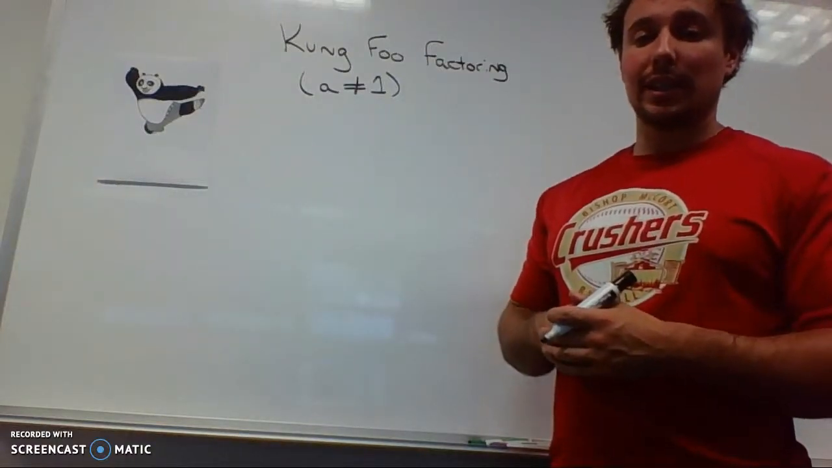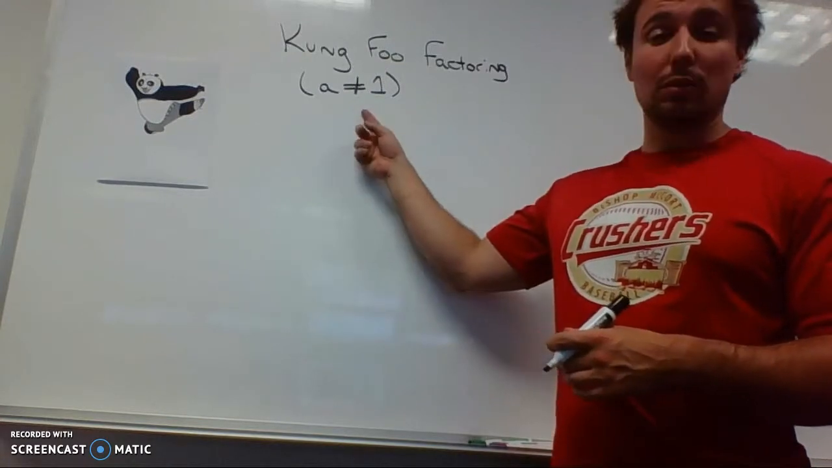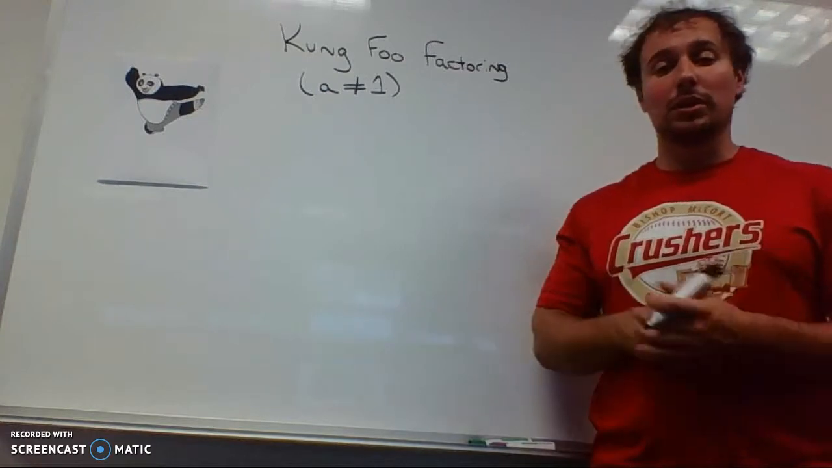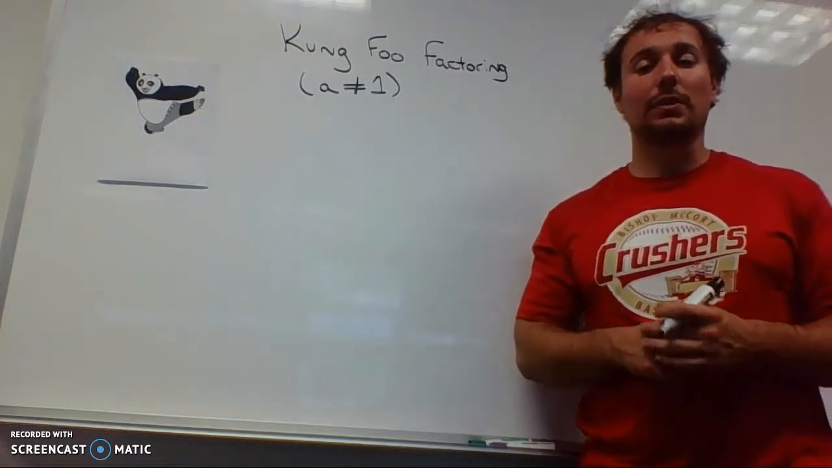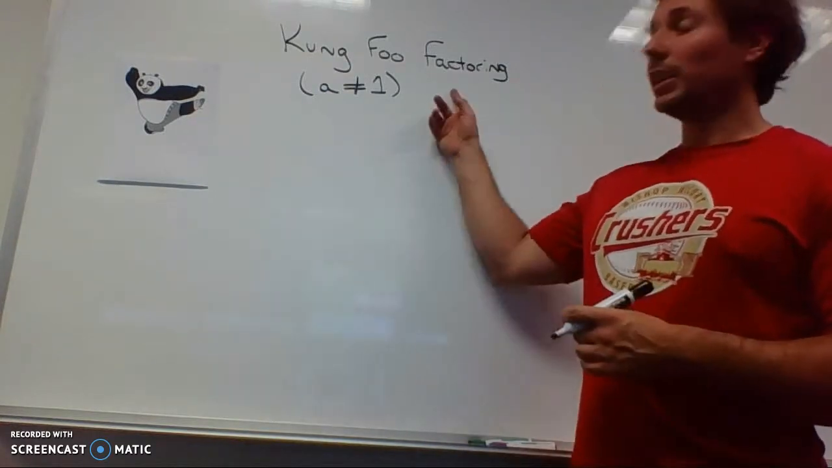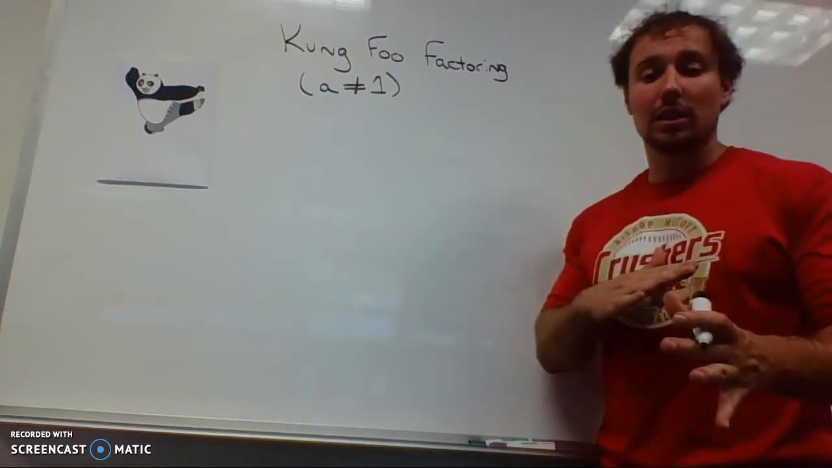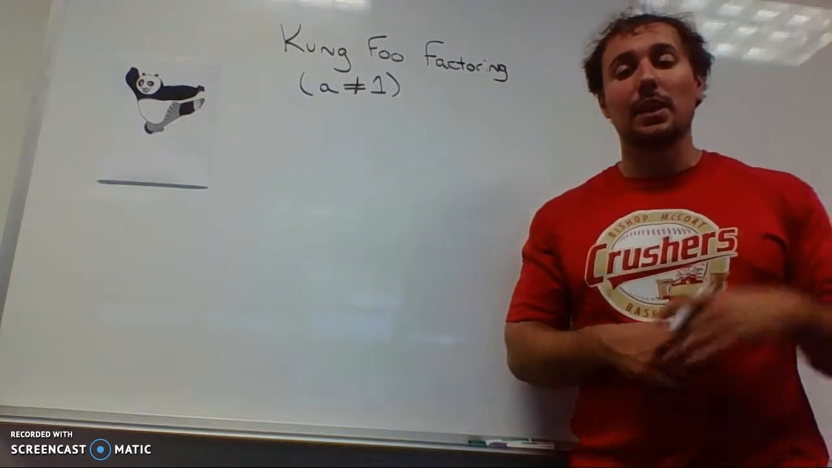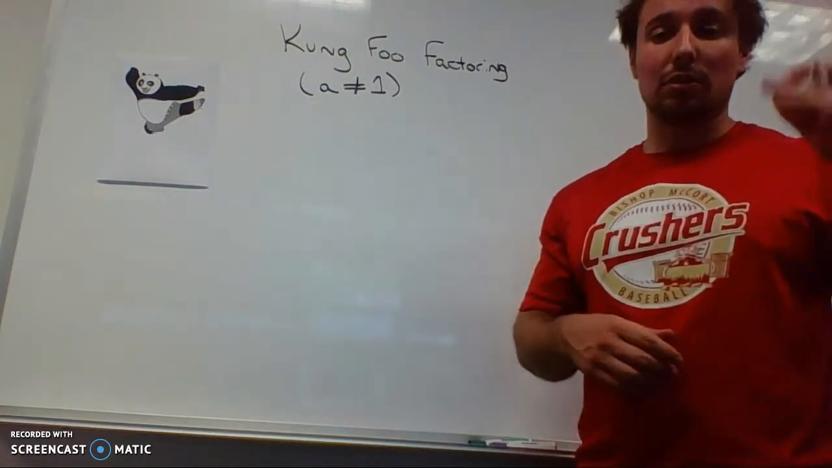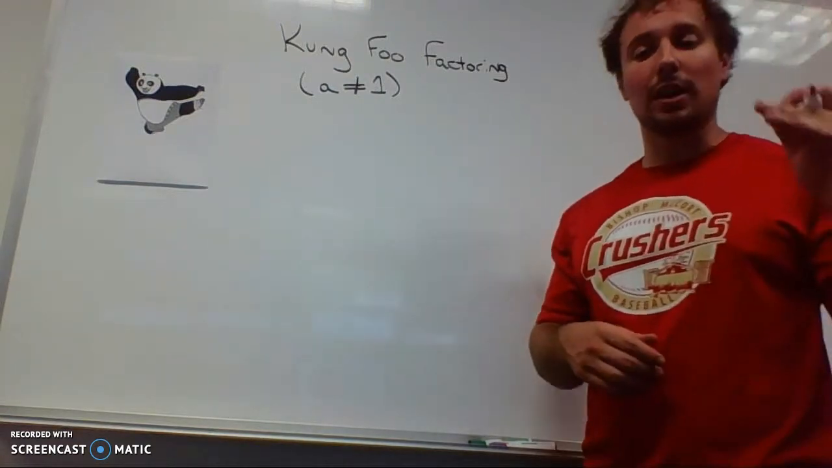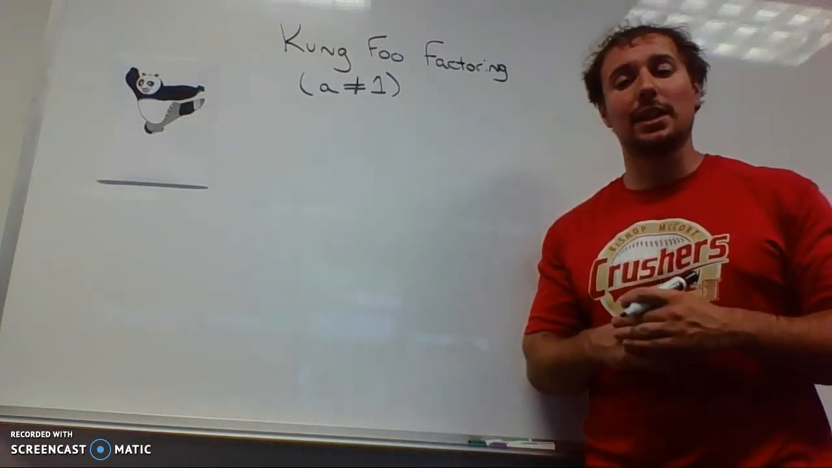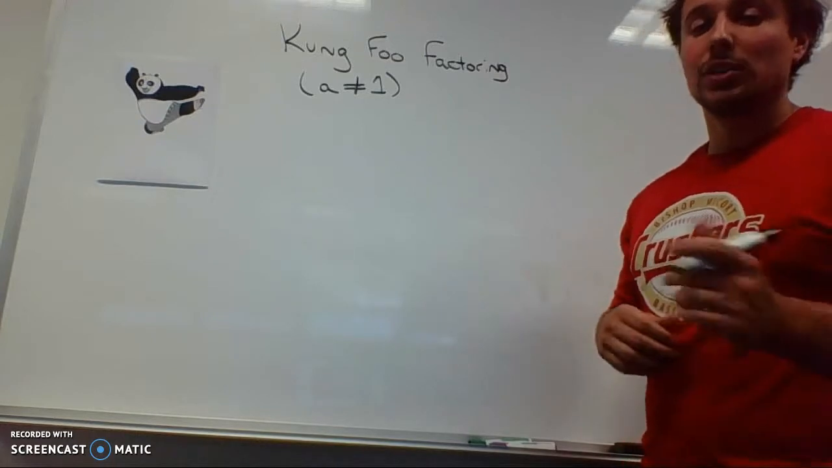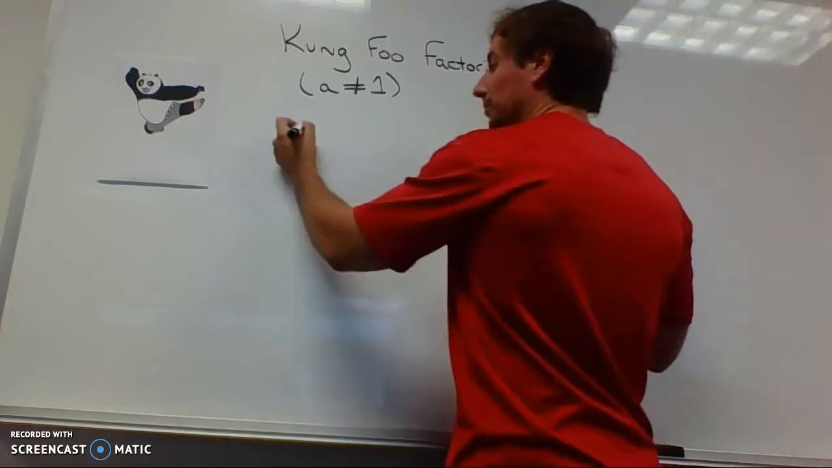So today we're going to take the next step and look at what happens if our a value is not 1. So we're no longer going to not have that coefficient in front of our x squared. And I'm going to show you a really awesome method called KungFooFactoring in order to do this using the skills that we already have. So like I said, you have the skill, pay attention to the steps, the process that's happening. It's the same every time. So once you get that down, you should be very good at this. So let's take a look at an example.